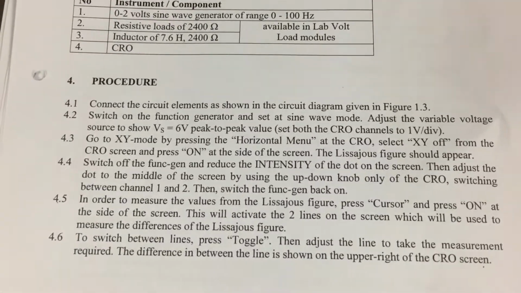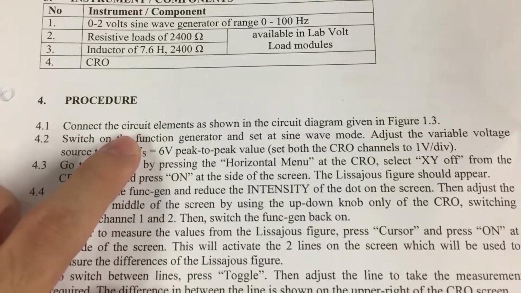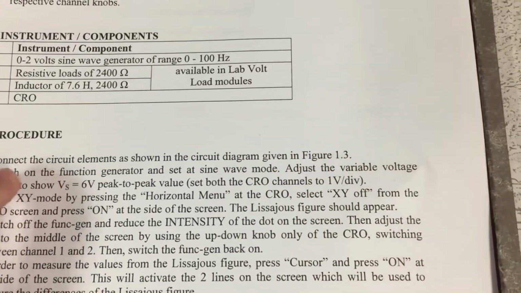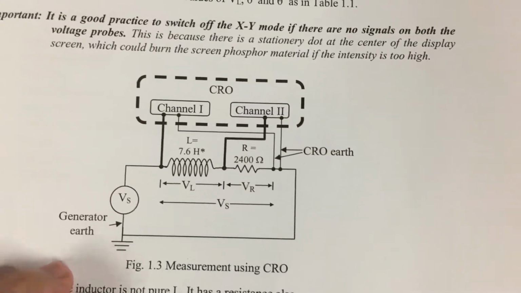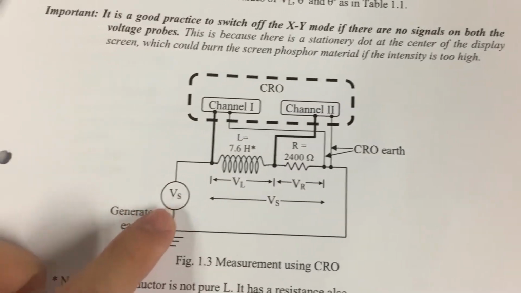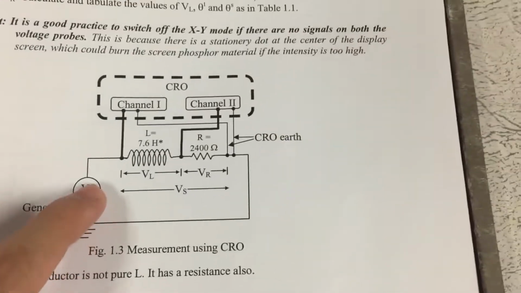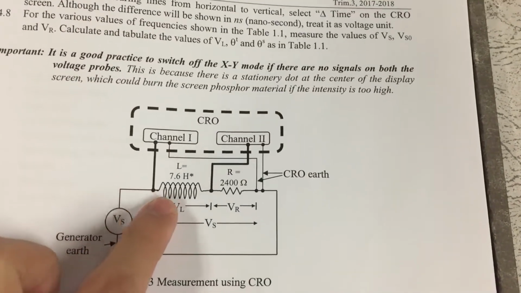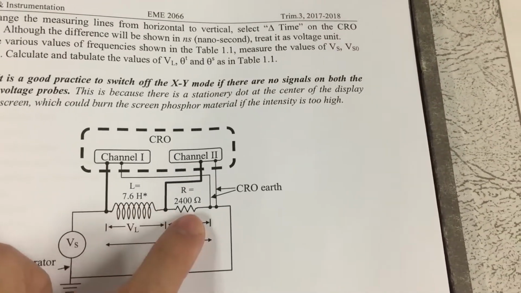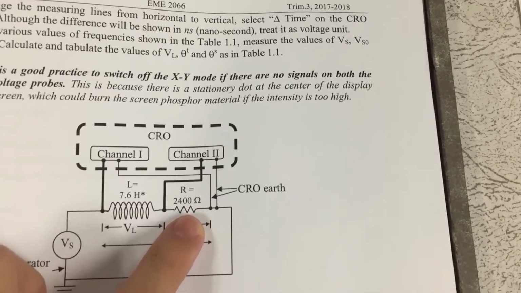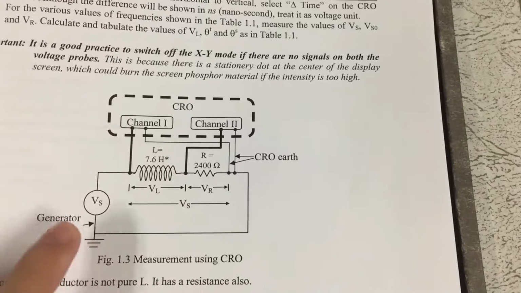Now let us look at the procedure of this experiment. The first step is to connect the circuit elements as shown in the circuit diagram given in Figure 1.3. This is the setup of this experiment circuit. Vs is a function generator. The source voltage will be connected to the inductor of 7.6 Henry, and connected in series to the 2400 ohm resistor, which will be connected back to the earth.